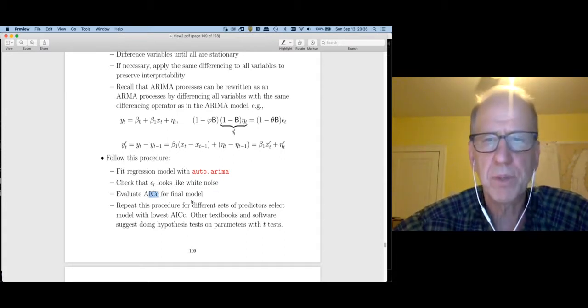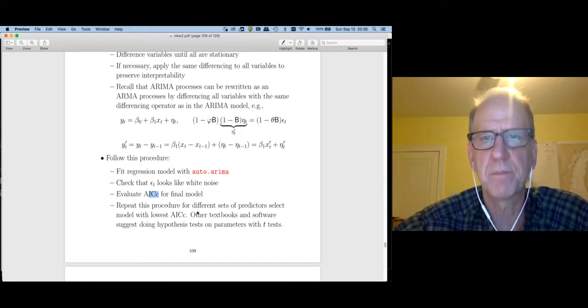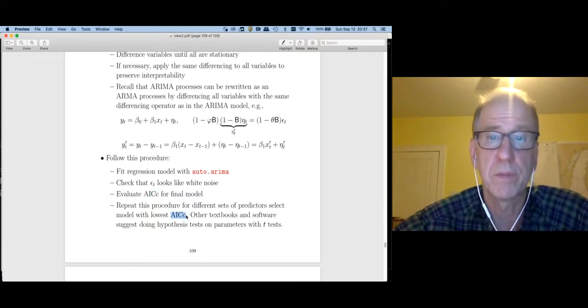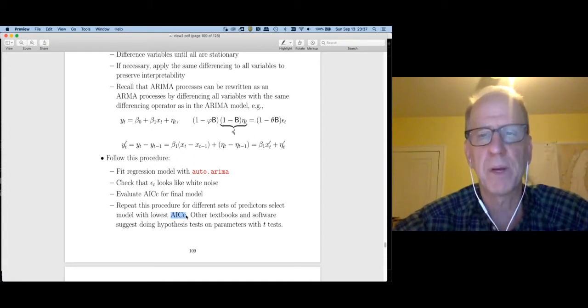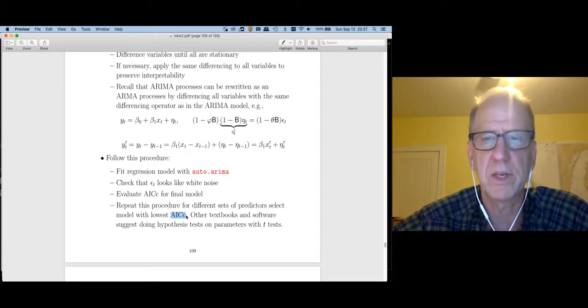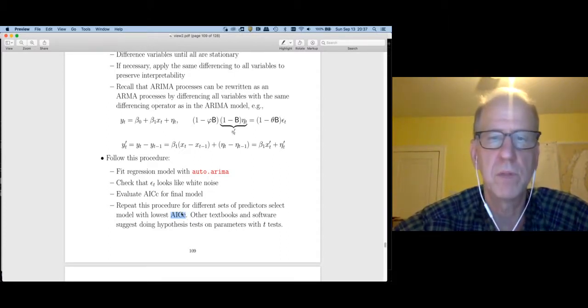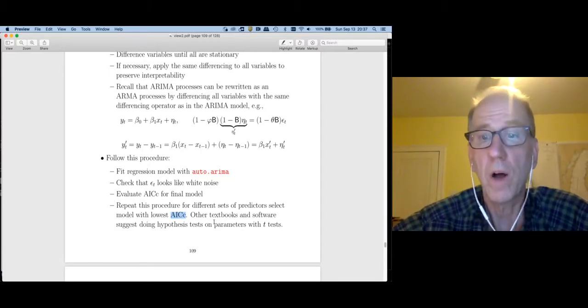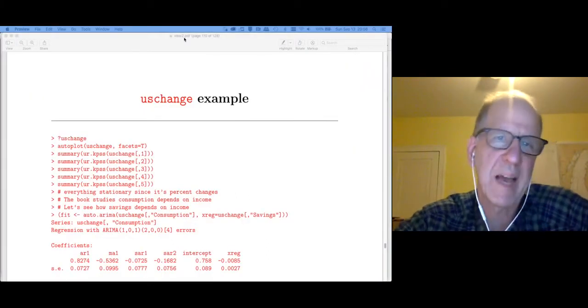So we'll be repeating this procedure for different sets of predictors. Sometimes we may have, say, 3 x's, and we might find that one of those x's actually makes the corrected AIC worse, and we would drop it then. I'll just mention a lot of other textbooks and software packages use hypothesis tests instead of AIC to do this model selection. Our textbook author recommends using AIC, but you'll often get exactly the same answer when you use t-tests. Let's go look at an example now.